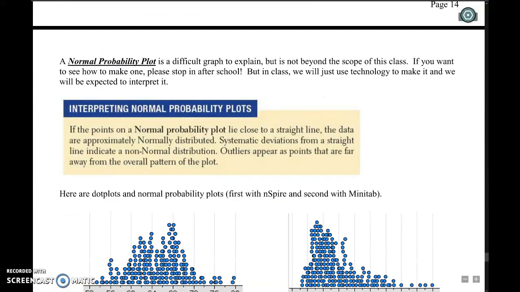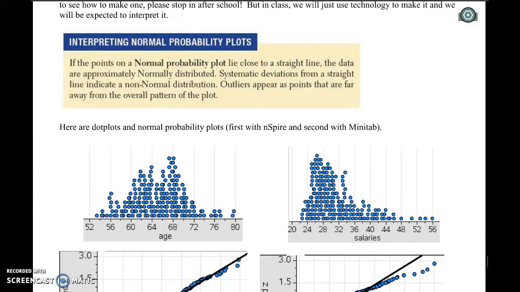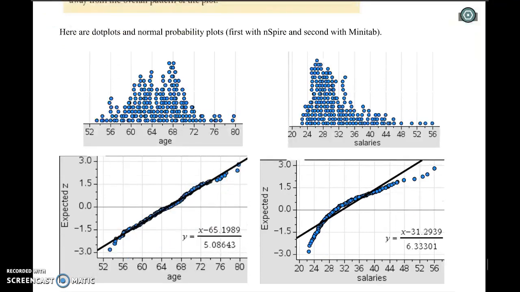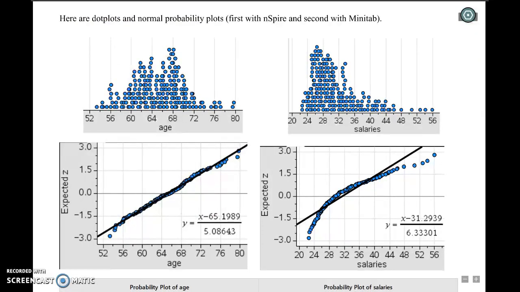A normal probability plot is a difficult graph to explain, but it's not beyond the scope of this class. It's actually not that complex, but it is very time consuming to make. If you want to see how it's made, come by after school. I can show you, but that's not really the big issue. The big issue is how to interpret it. If the plots on a normal probability plot lie close to a straight line, then the data set is approximately normal. So if this plot is linear, then your data set is close to normal. Systematic deviations from a straight line indicate a non-normal distribution. That's pretty much it.